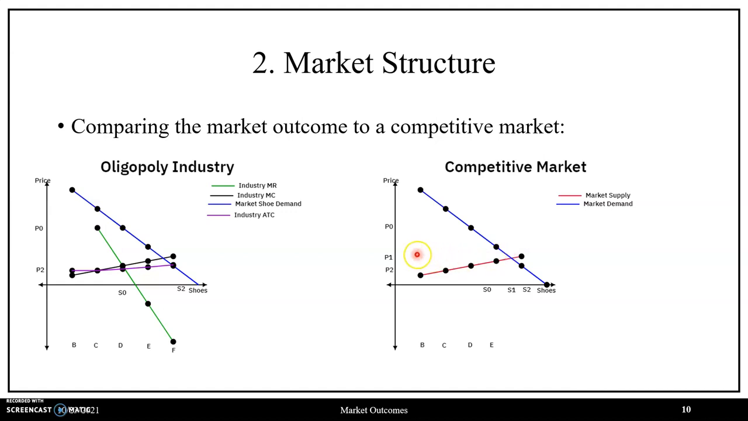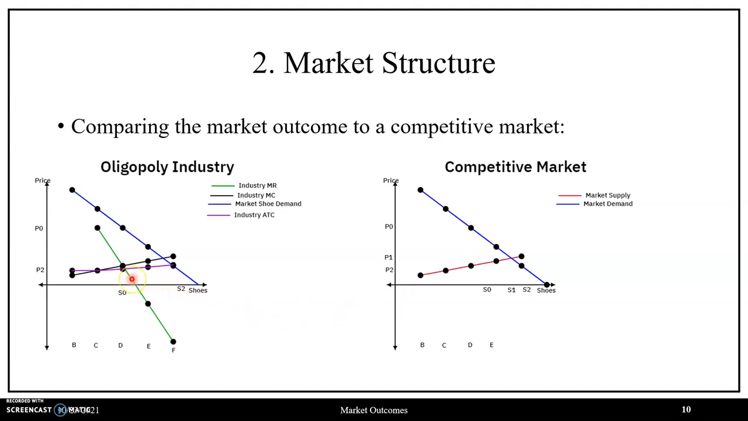And in terms of consumer surplus, this is going to be taking the difference between the price point on our market demand curve and the actual price paid of P1 for points B, C, D, E, and for a market equilibrium point, where we will see that consumer surplus is strictly larger than the consumer surplus that's generated for the coordinating oligopoly.